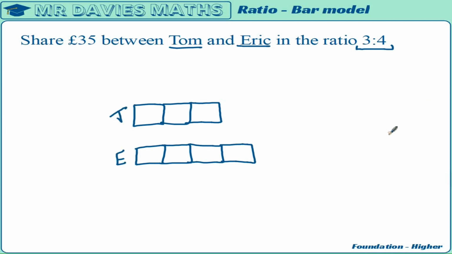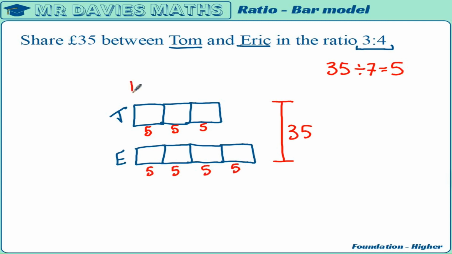What piece of information have we been told here? Well, share £35, so a total of £35. So I need to share £35 into 1, 2, 3, 4, 5, 6, 7. Well, I know what 35 divided by 7 is. That's 5. So I should end up with 5 in each box.